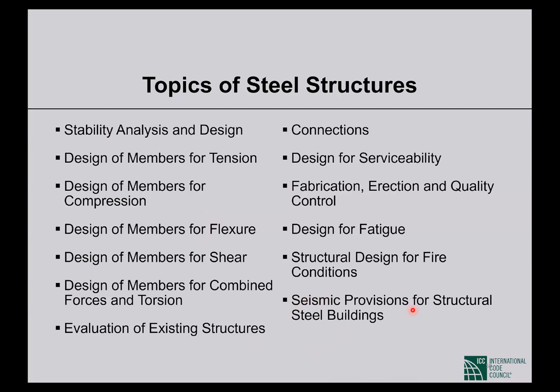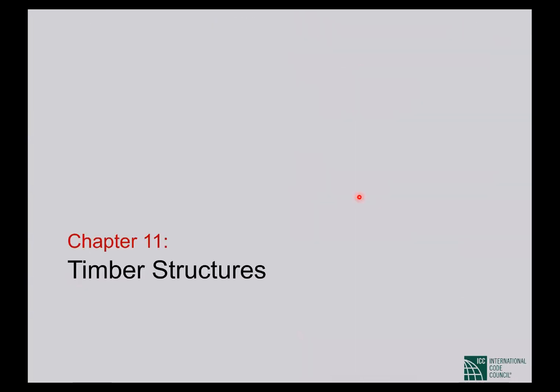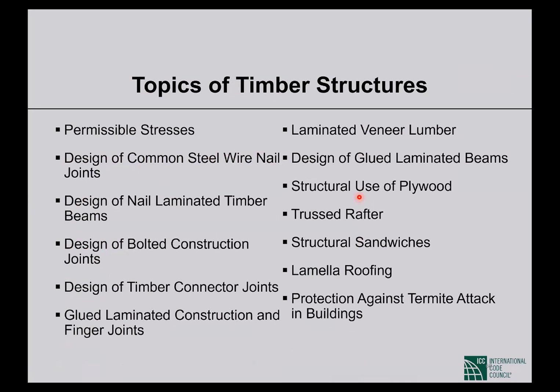This is important. Seismic provisions for structural steel buildings. This is something new. Structural design for fire conditions. This is also new. So design for fatigue. So these topics are completely new topics, and there are many more details that are included in this version of the code. Timber structures, basically similar to the previous one, but some information is taken from BFRI, Bangladesh Forest Research Institute. So there are some new additions there.